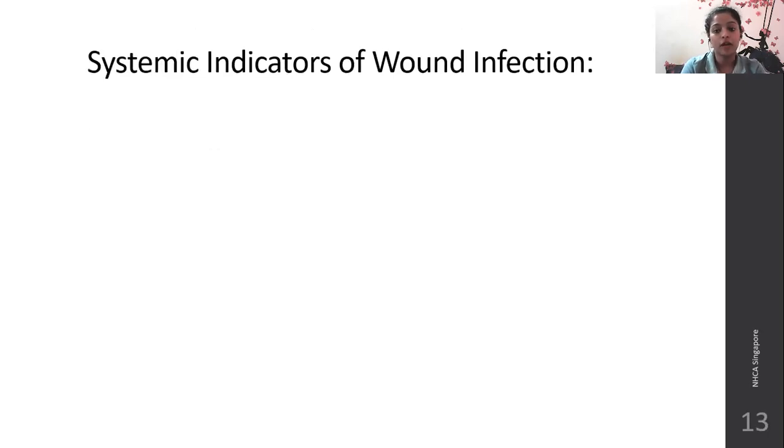So those are the local indicators. When you look at the wound, the area where the incision was done, these are the symptoms and signs you can see. Now we are seeing systemic indicators.